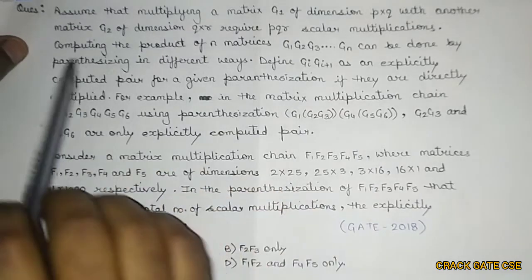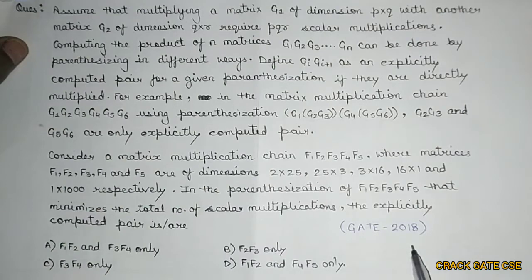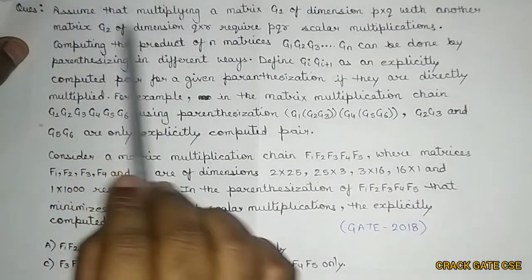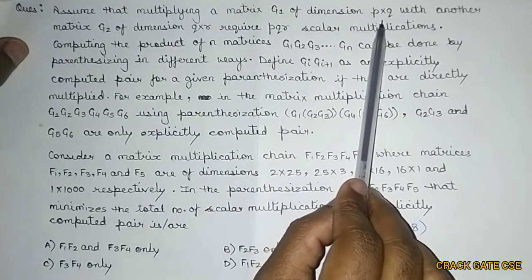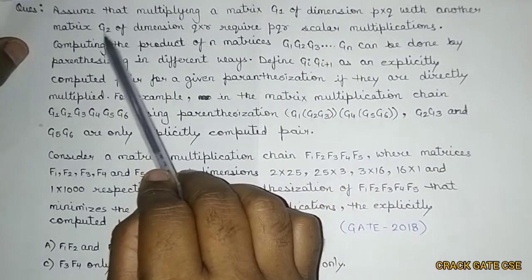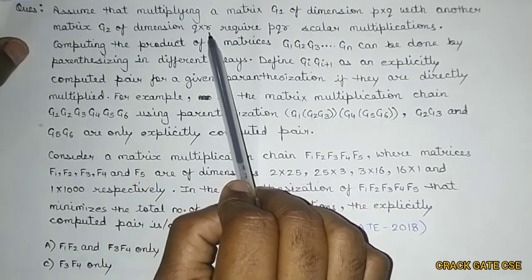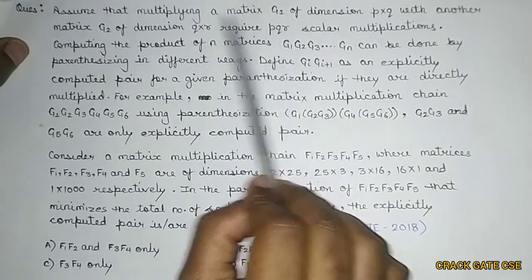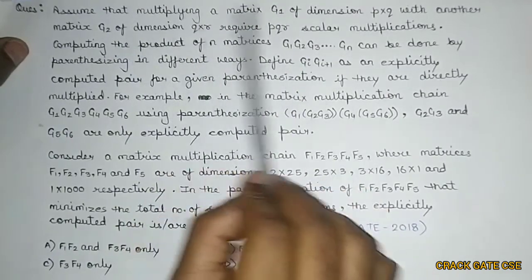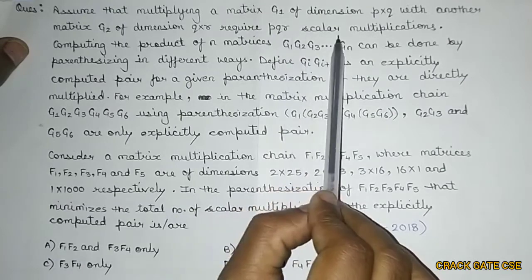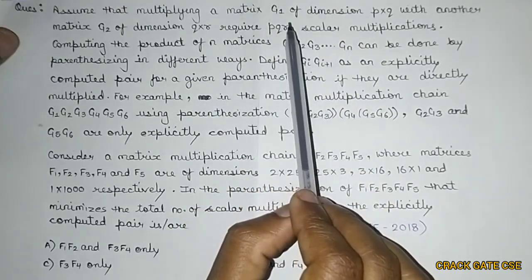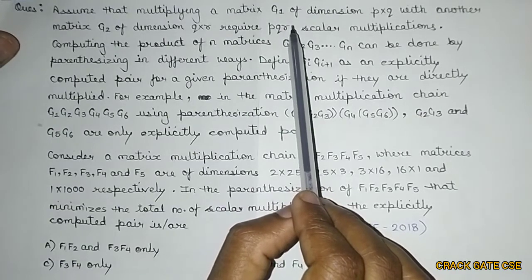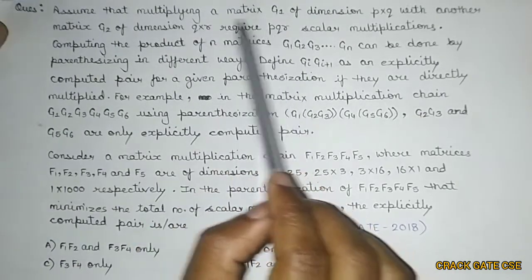This question came in GATE 2018, where it was given that assume multiplying a matrix G1 of dimension P into Q with another matrix G2 with dimension Q into R. If we multiply G1 with G2, it will require PQR scalar multiplications, because the dimensions are P into Q and Q into R. So we know how we can find out the number of scalar multiplications. This is the same thing.